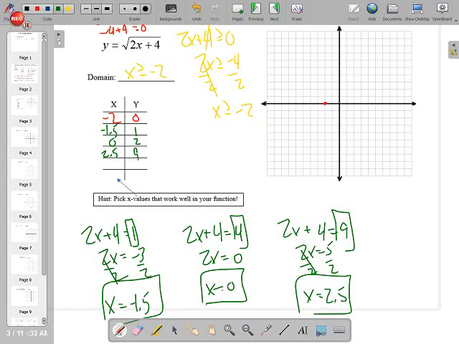3. So now I have my table: -1.5 is at 1, 0 is at 2, and 2.5 is at, oh, the square root of 9, I'm sorry, I got to go back. That's 9, and the square root of 9 is 3. So 2.5, 3, like that. So it should look like that. Again, it's a parabola on its side, and it's been cut in half so that it's a function.